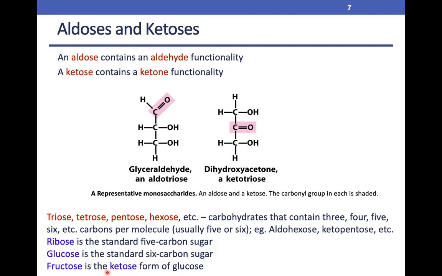So fructose is actually the ketose form of glucose. So remember what I was talking about, how you can have an aldehyde and all I need to change is this H. If I change this H into anything else, it becomes a ketose. Well, specifically, if I have glucose, which is an aldose, and I change the H group in glucose and I change it to something else, then I'm going to get fructose.